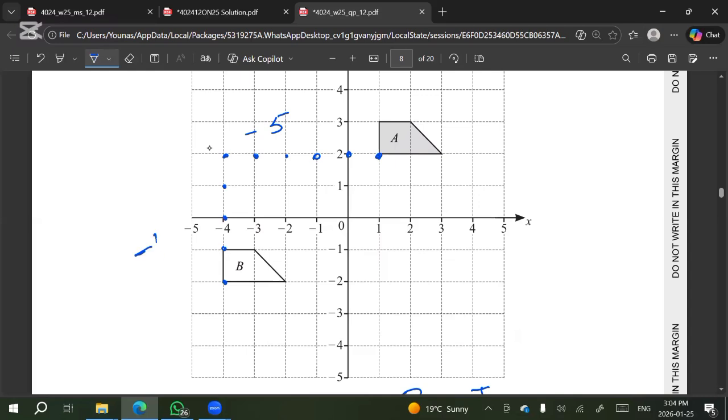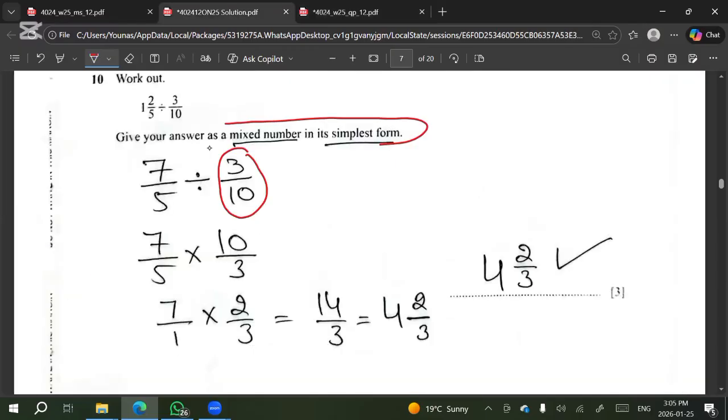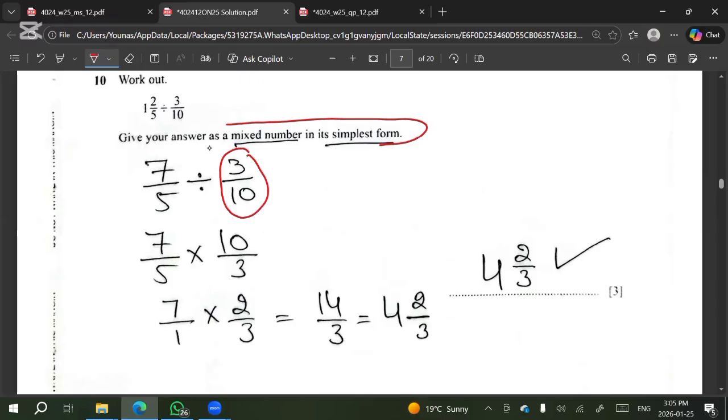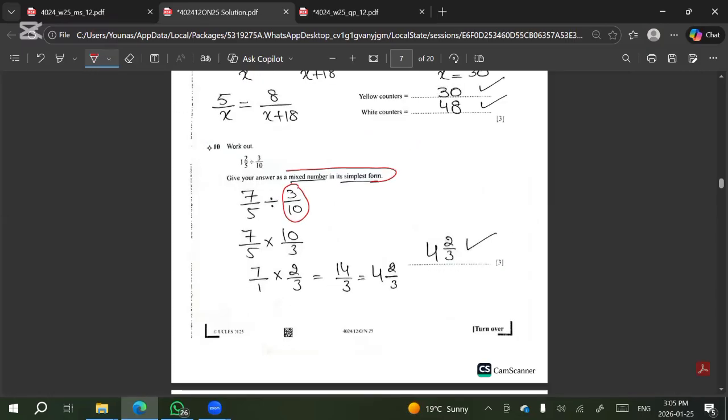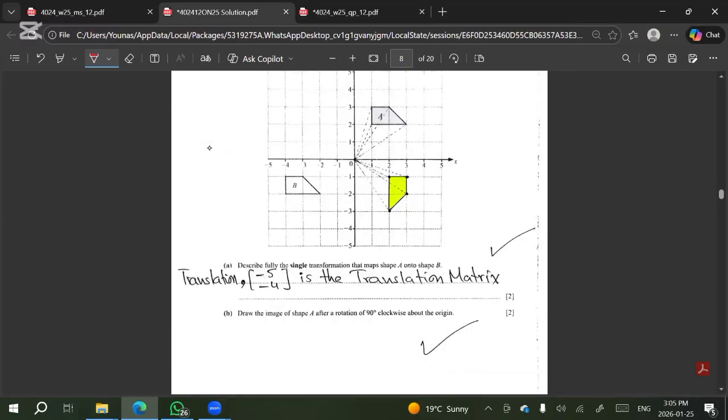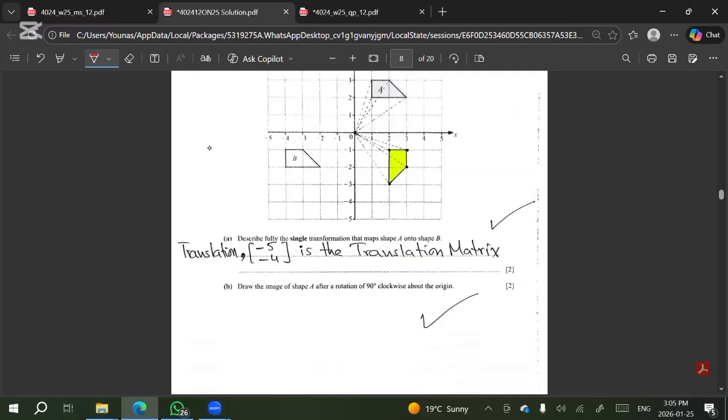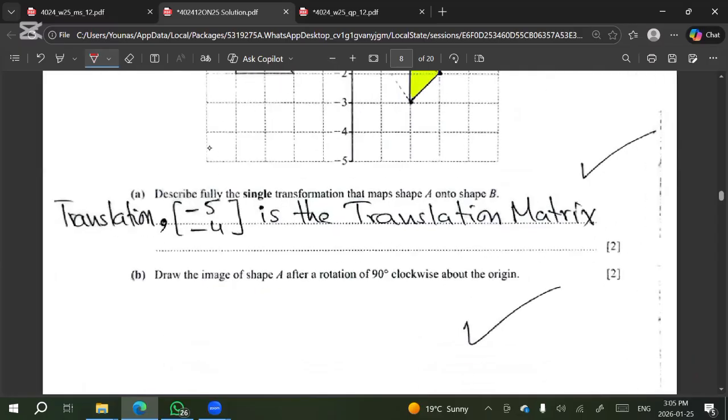1, 2, 3, and 4. So you went -4. So it's a translation, and for the translation you write X and Y. This is the column vector for the translation, and that is -5, -4. This is the translation matrix. So their question was to describe how A went to B. So I will write here, this is a translation. The translation matrix is -5, -4, and this is how this is done.